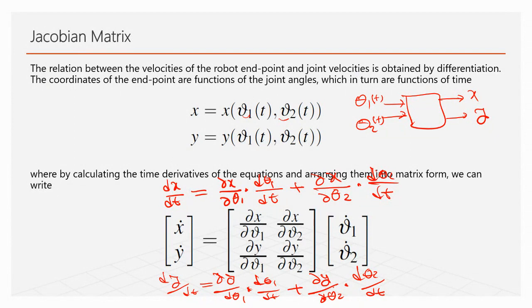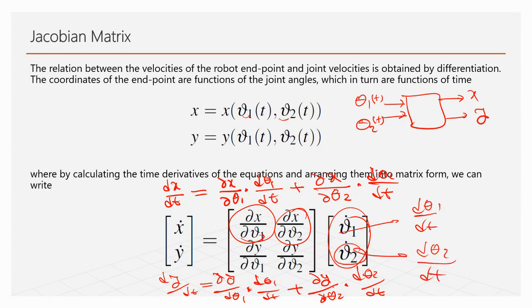If you write this in a matrix form, that's what you get. dx to d theta 1, dx to d theta 2, dy to d theta 1, and dy to d theta 2, times theta 1 dot, theta 2 dot, which are actually d theta 1 to dt and d theta 2 to dt. That's how we define the Jacobian matrix mathematically.